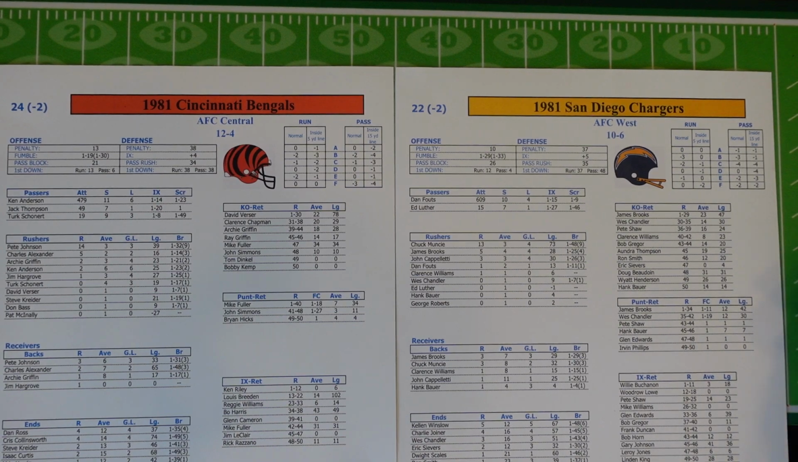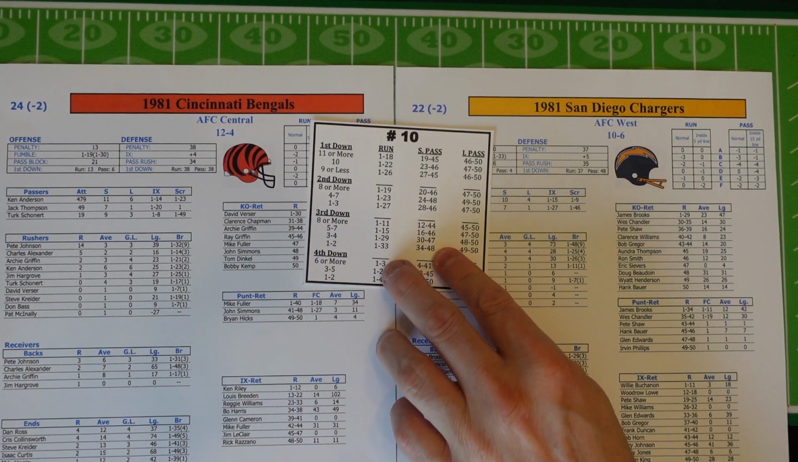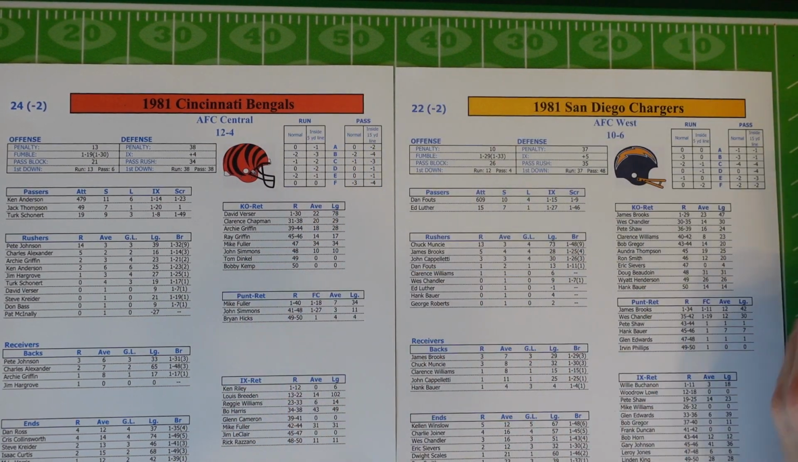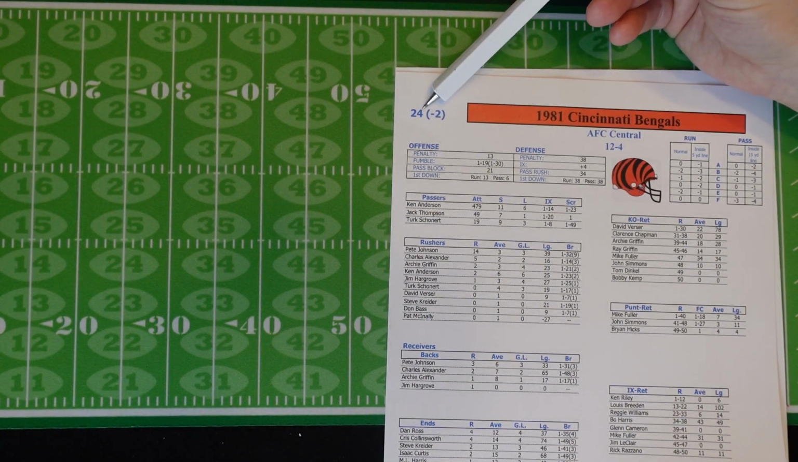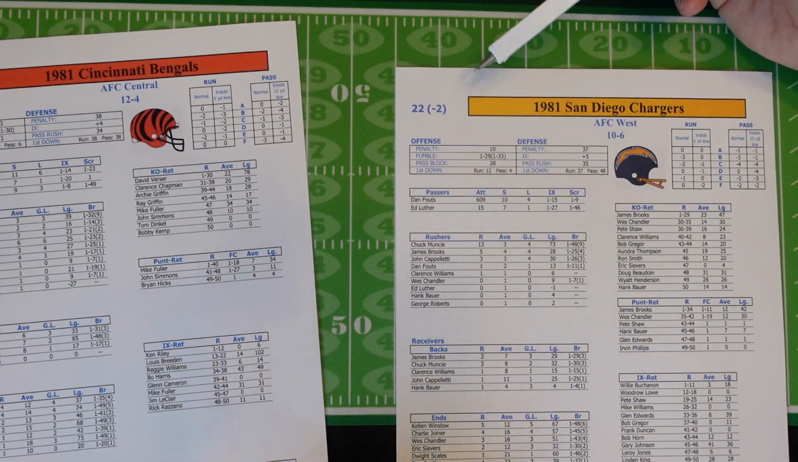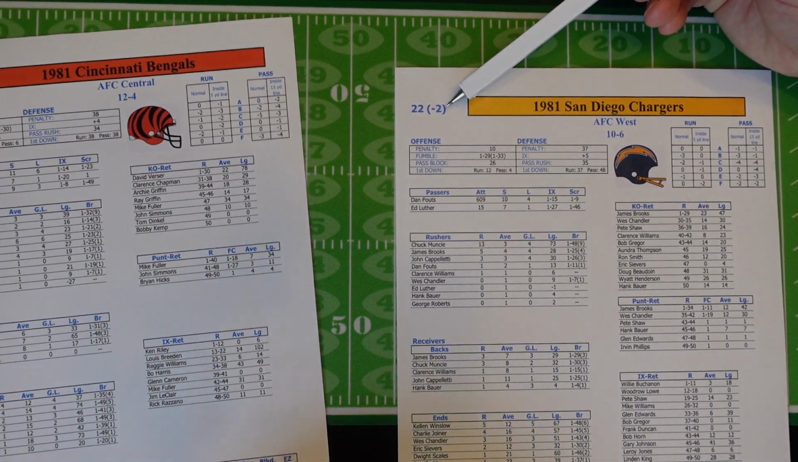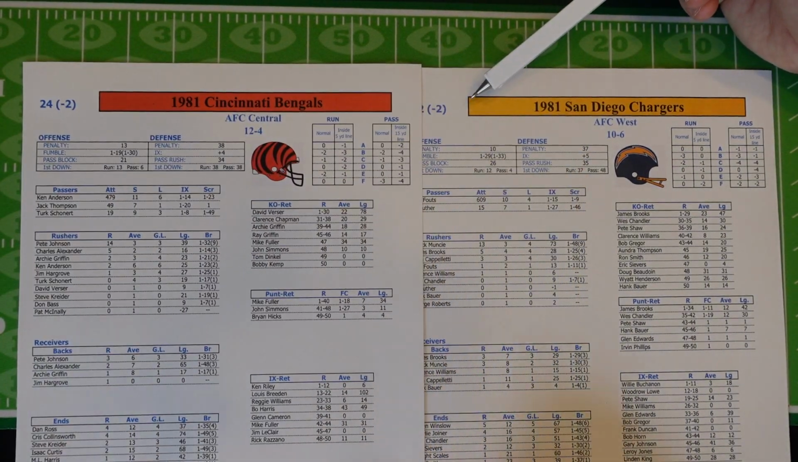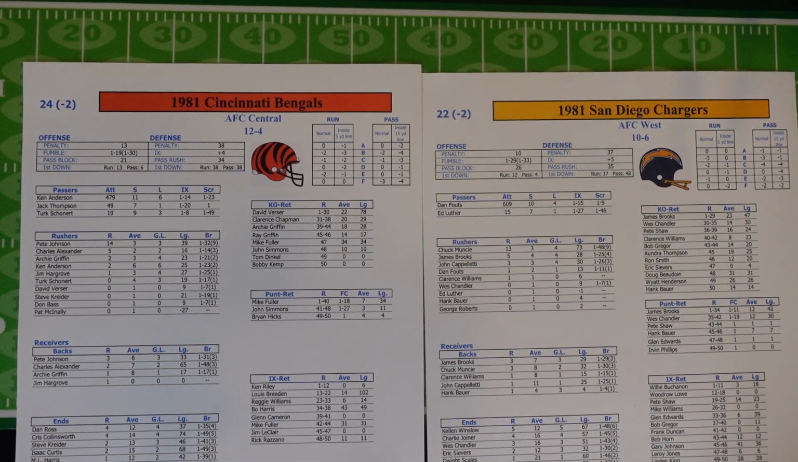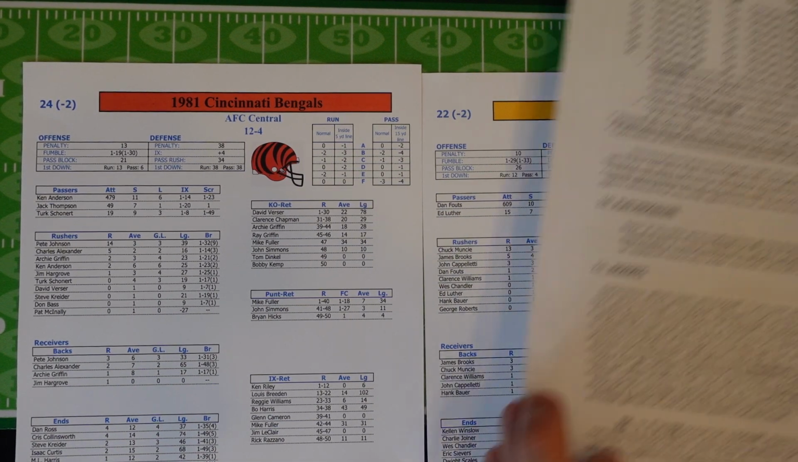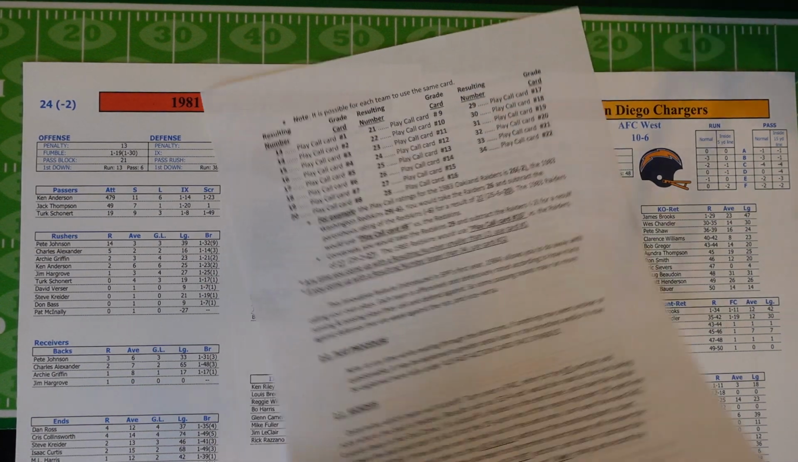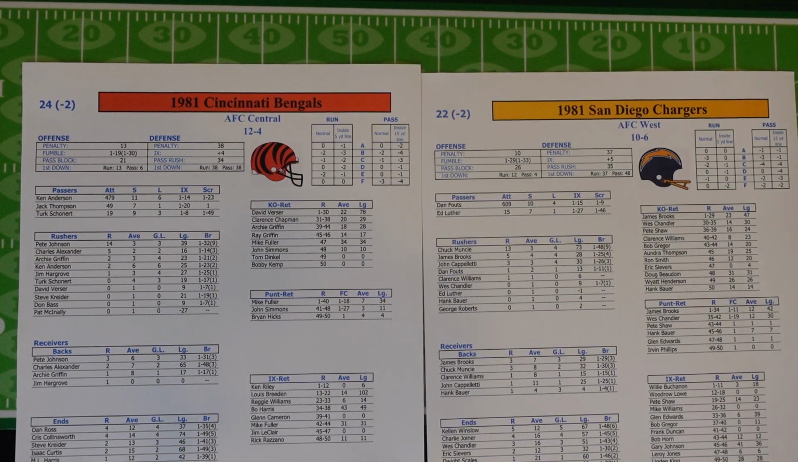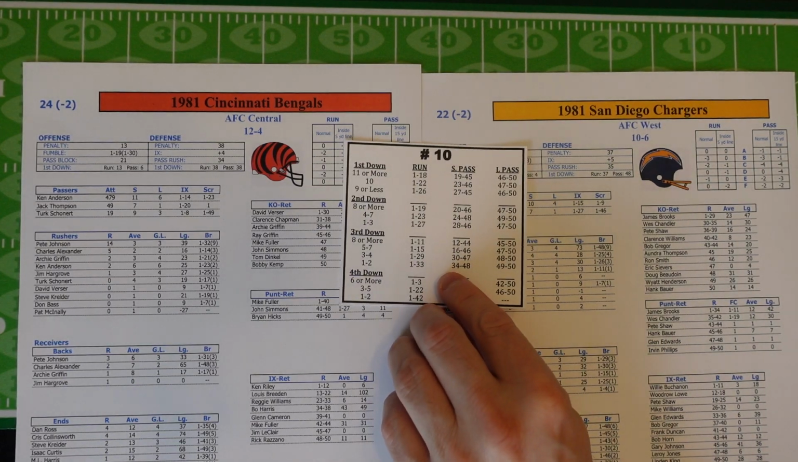And again, if you want to use these automatic play calling charts, all you do is you come over here and you look at the Cincinnati offensive number of 24. You subtract or add the number in here. So in this case, it's 24 minus 2 to give us a 22. Over here in the instructions, 22 says we're going to use play calling card number 10. And that's what I had out here is play calling card number 10.